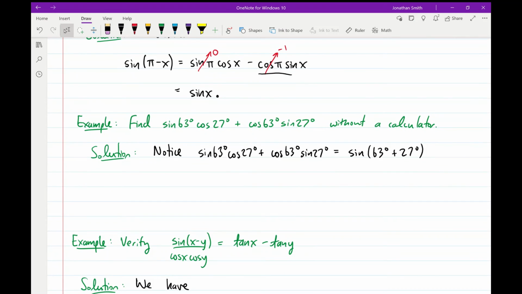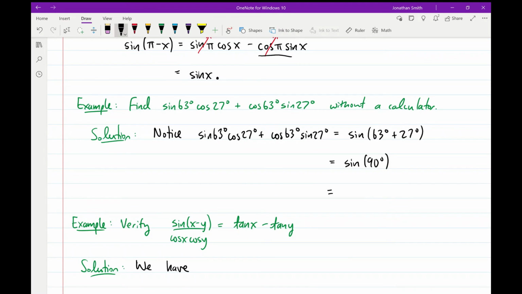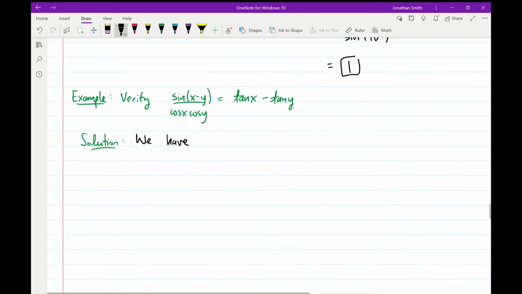So we get this sine of 63 plus 27, but now sine of 63 plus 27 is just sine of 90 degrees, and sine of 90 degrees is just 1. So this thing that we started with, sine of 63 times cosine of 27 plus cosine of 63 times sine 27, is actually just equal to 1, and we could figure that out without having to use a calculator.